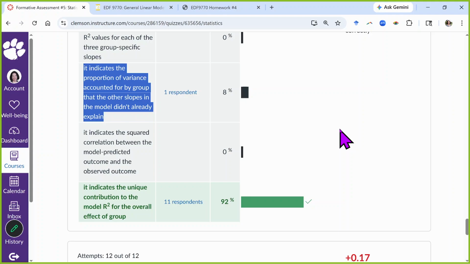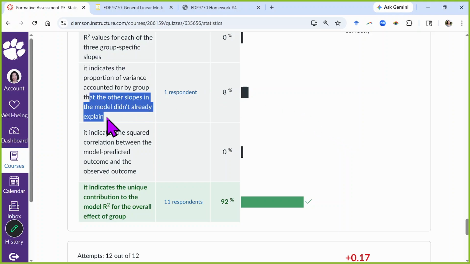Is that partial or semi-partial? This one is regular partial. Semi is of the total. So the caveat at the end here, that the other slopes in the model didn't already explain, was meant to differentiate those two. So yeah, this is a partial interpretation instead of semi-partial.